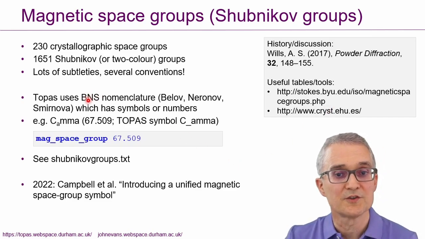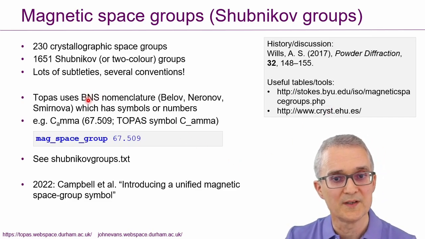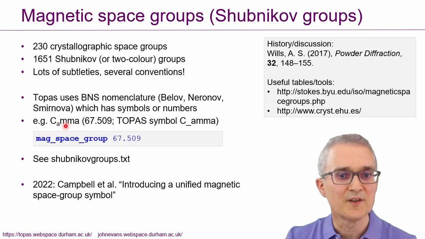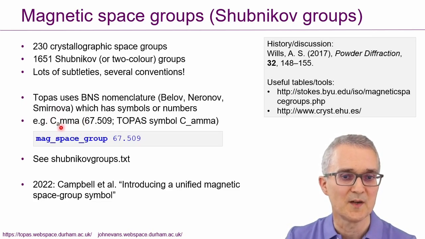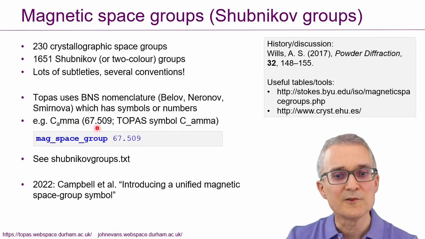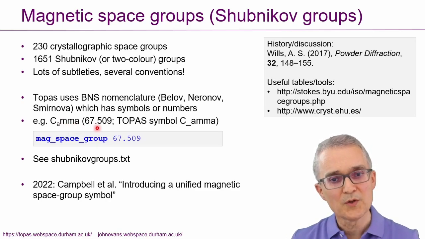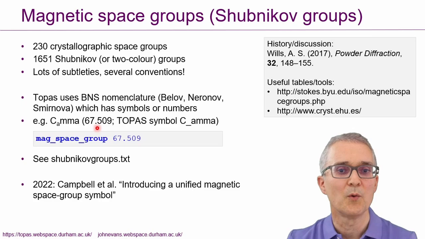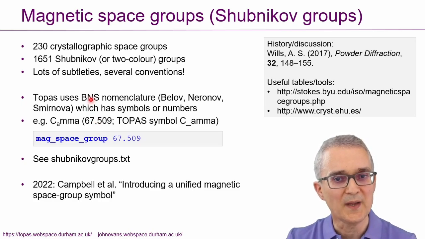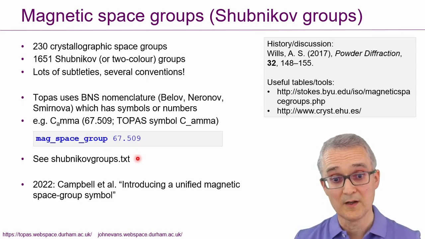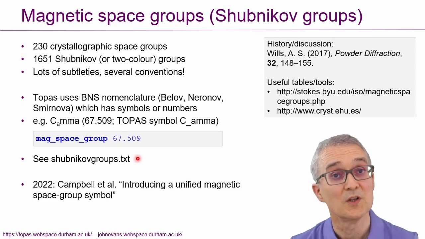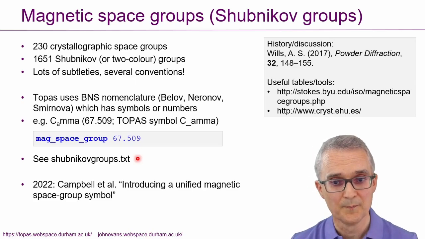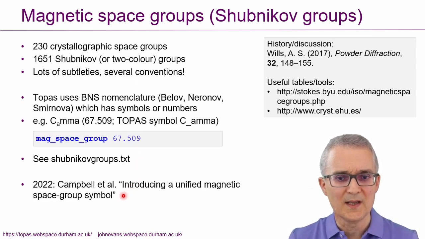Topas currently uses what's called the BNS nomenclature when it's describing its space groups. So each of the magnetic space groups is given a symbol that looks something like this one here, C sub A MMA. They're also given a serial number. When we interact with Topas, what we'll actually be using is this BNS serial number for telling Topas the magnetic space group. All that information is stored for Topas in a file called Shubnikov groups.txt, and we'll look at that when we go through the example. Hopefully in the future things will be a little bit simpler.